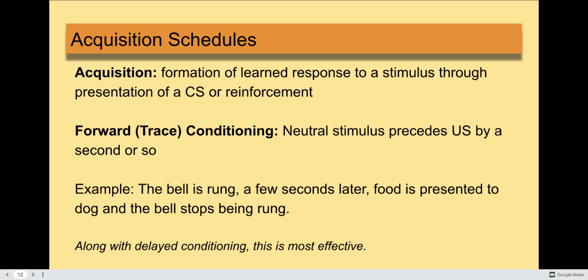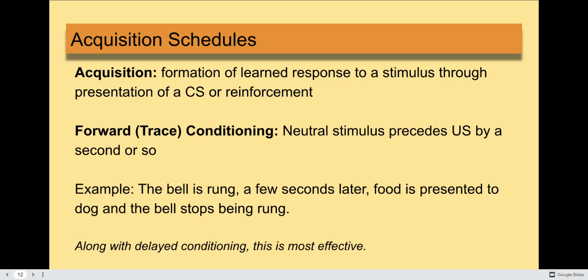It's really about the formation of some learned, remember another word for learned is conditioned, response to a stimulus. And we learn them through the presentation of some kind of a conditioned stimulus or reinforcement. And we haven't gotten to reinforcement yet, but if you write down this definition later on, it will make sense, the word reinforcement.